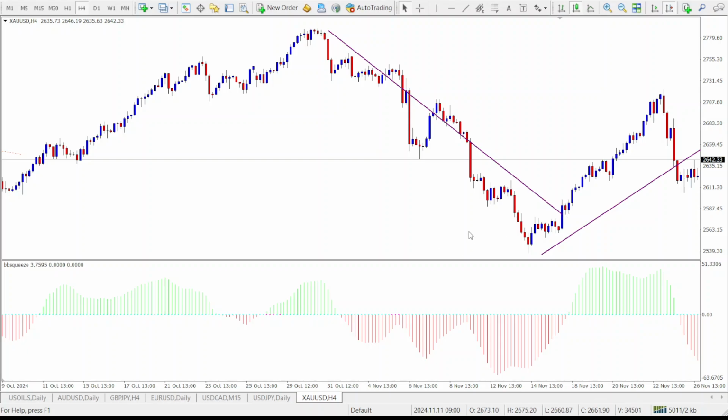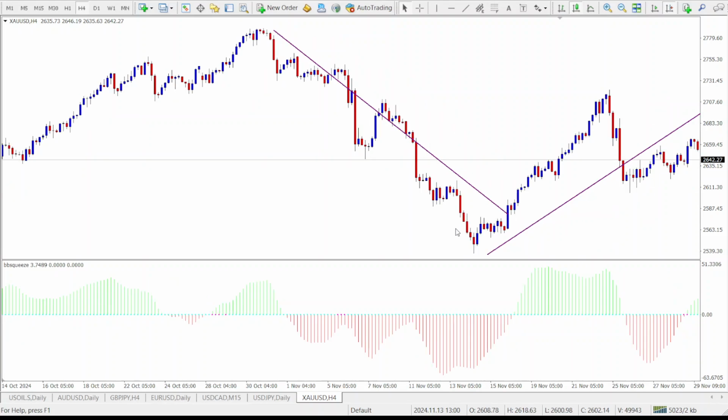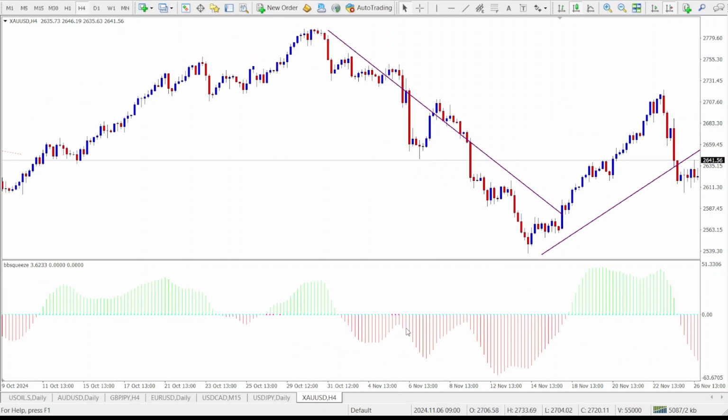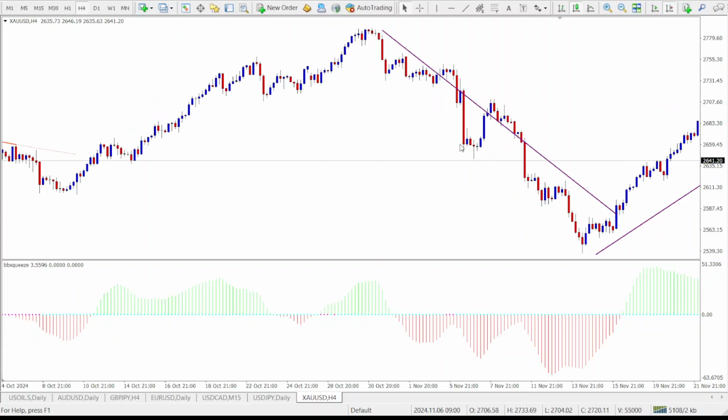So looking at the indicator, you will already know what momentum is prevailing at any given time. Whenever you have the green bars above the zero level, you will know that bullish momentum is prevailing. So if you want to trade in the direction of the trend, you should be looking for only buy opportunities when the green line is above the zero level. And when you have the red line below the zero level, knowing that it is a bearish momentum that is prevailing, you should be looking for sell opportunities.